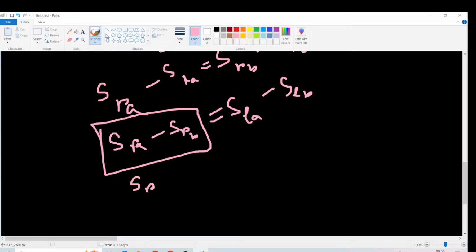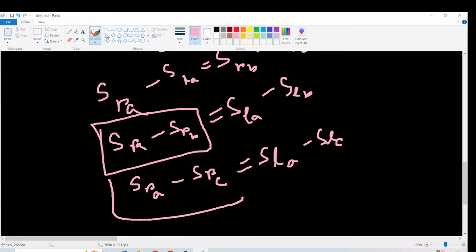Similar thing we can write for A and C. So S of RA minus S of RC, we can write this equals to S of LA minus S of LC. So what we can do, we can take a combination of these two values. Let's call this d of AB, and let's call this d of AC.